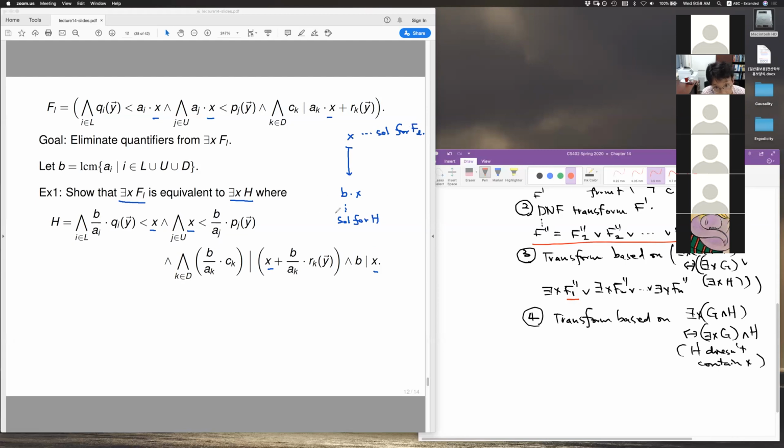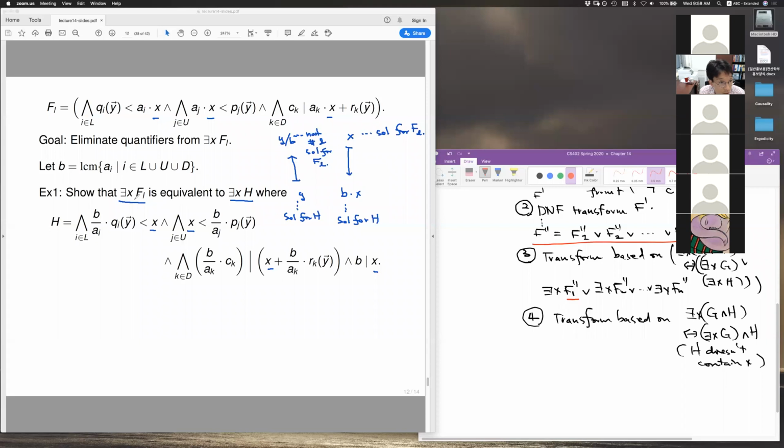And on the other side, if we have a solution Y for H, then if we divide Y by B, this turns out to be an integer, a natural number. And it is also a solution for FL. Okay, so this fact is true. And so first, let's see why this fact implies this equivalence.